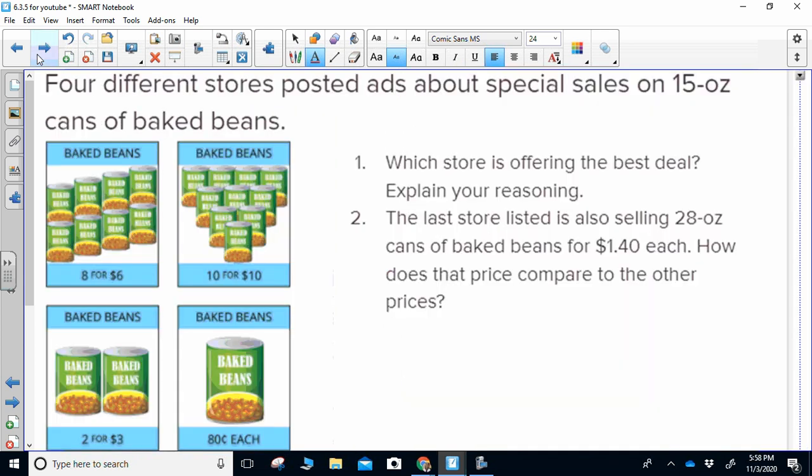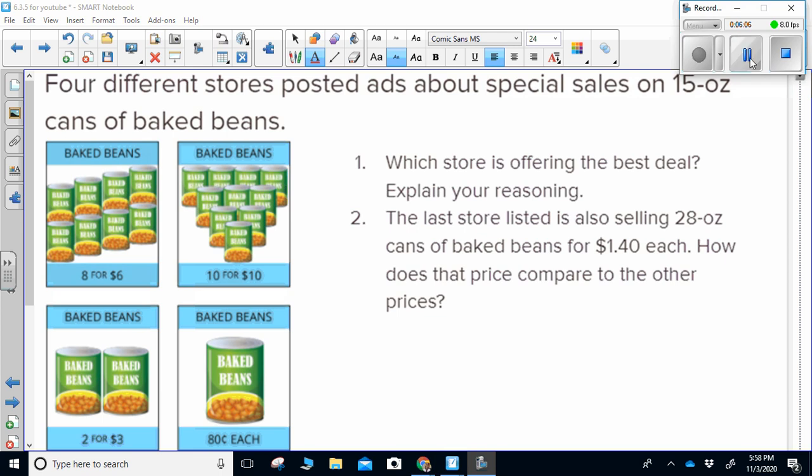And best buy, you'll remember, means the least expensive. So I have 4 different kinds of beans. I have 8 for $6, I have 10 for $10, I have 2 for $3, or I have 80 cents each. So we're trying to find the one that is the best buy. So you're going to make 1, 2, 3, 4 ratio tables. Pause the video and do that now, please, and fill in the information. And then we'll talk about what we're going to do with it.